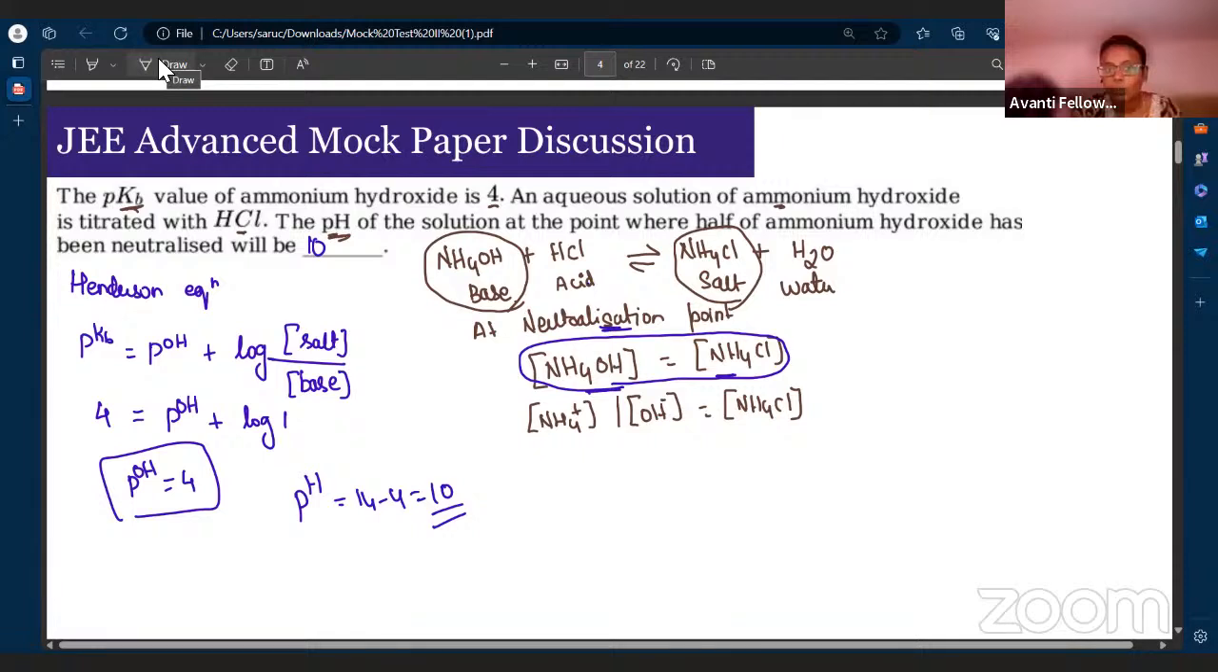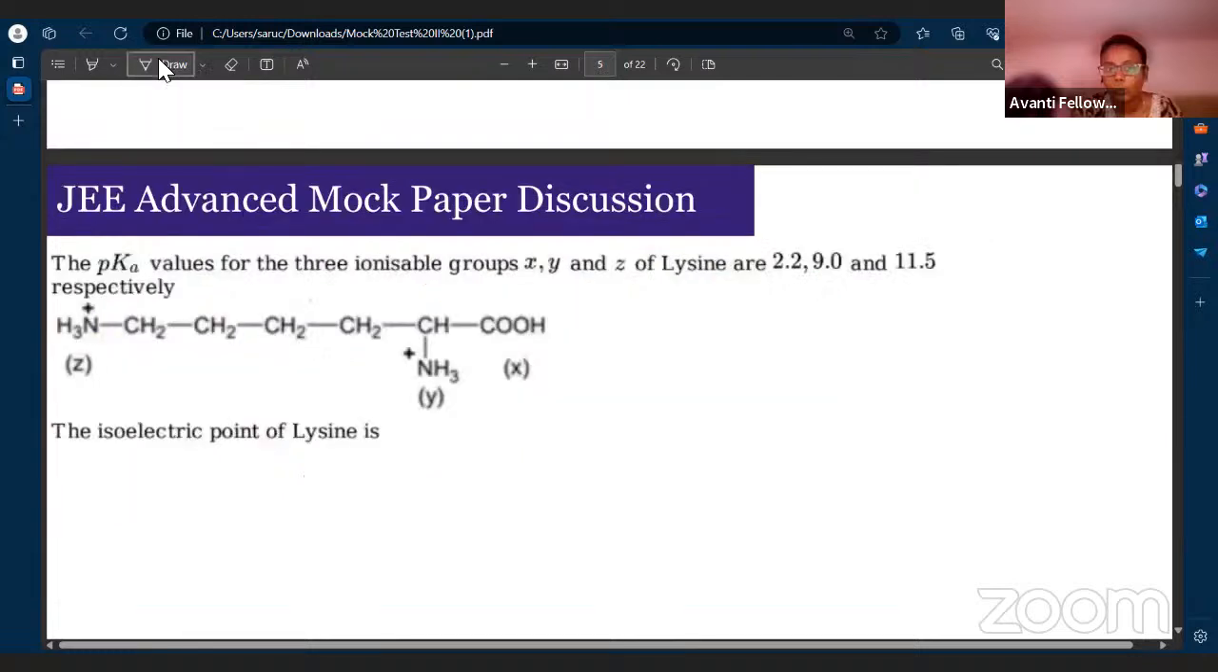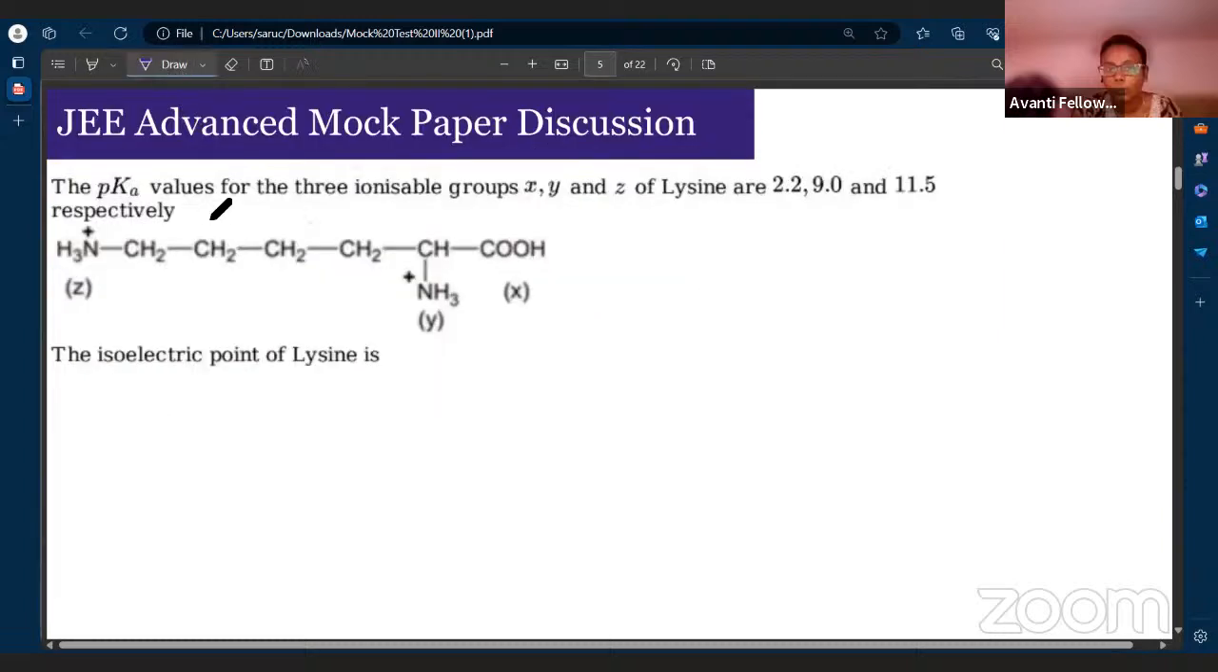Yes, fine. The next question: the pKa values for the 3 ionizable groups of lysine, which is an amino acid, are given. What would be the isoelectric point of lysine? To calculate the isoelectric point if pK values are given, first you have to look into the amino acid.